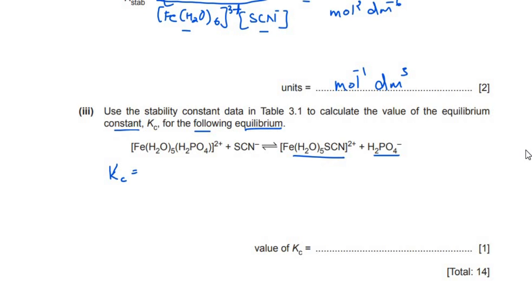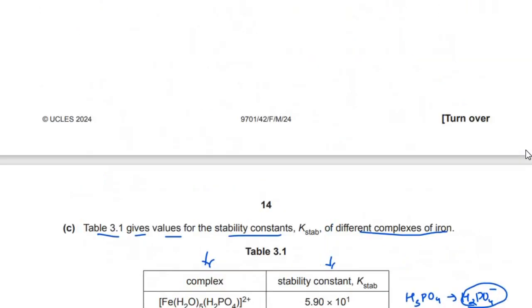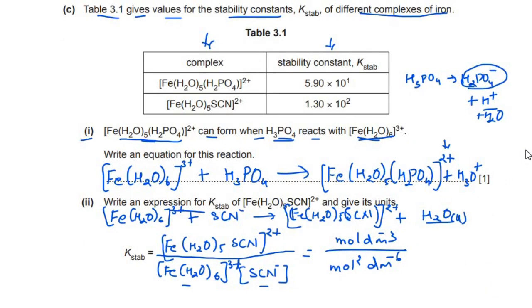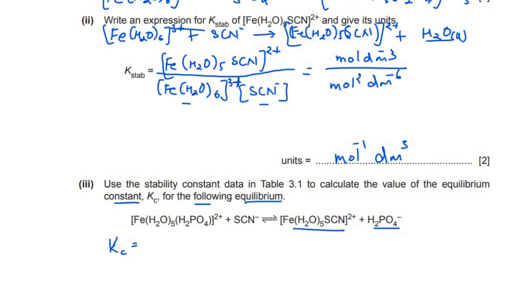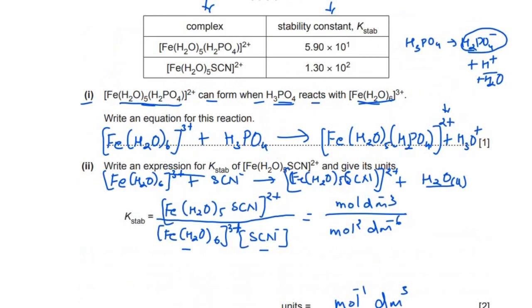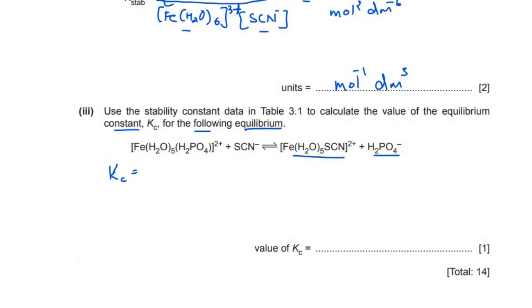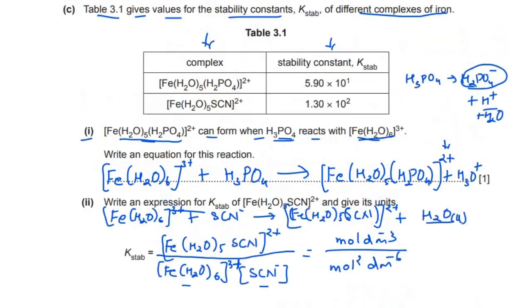So let's have a look at the stability constant values given here. Okay, the SCN value is 1.3 × 10^2. And now SCN is on the product side, so that value has to be on the numerator. So the numerator has the value 1.3 × 10^2, divided by the reactant. Now the reactant has a stability value of 5.9 × 10^1.